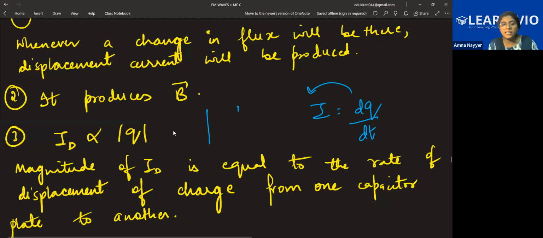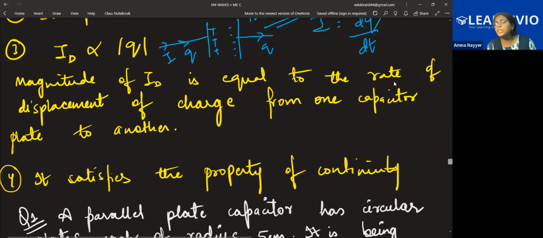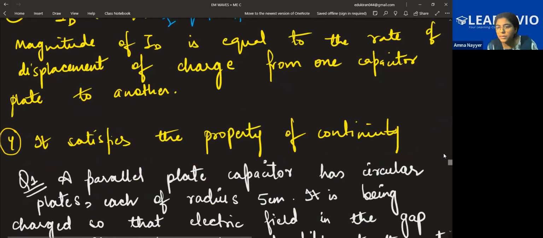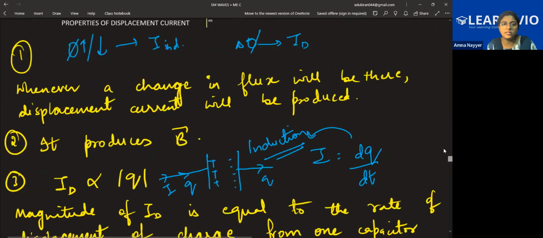Here, the difference is that these two capacitor plates are present, and when the charges are getting induced, by the process of induction only, the charges travel from one plate of the capacitor to another. So this is equal to the current, because ultimately the rate of flow of charges will determine the current. It satisfies the property of continuity. Means displacement current has no breakage, it is continuous. Please write down the properties also.